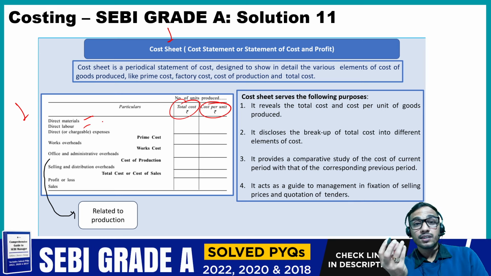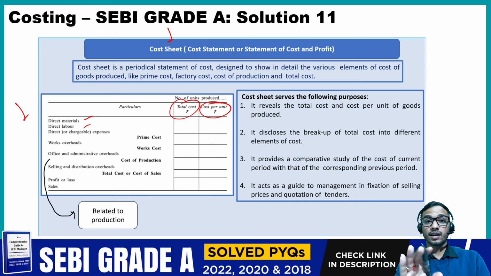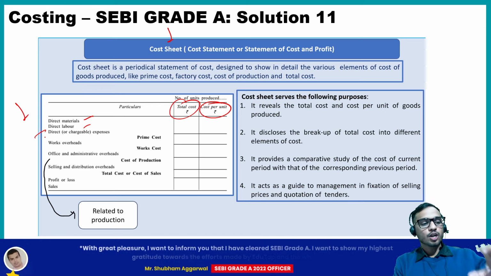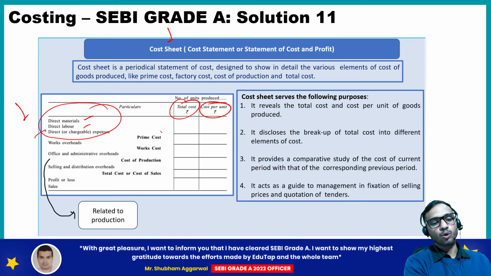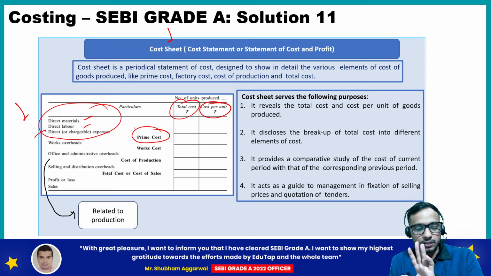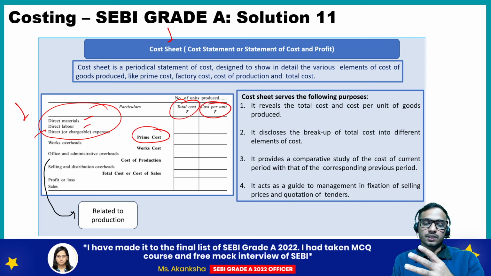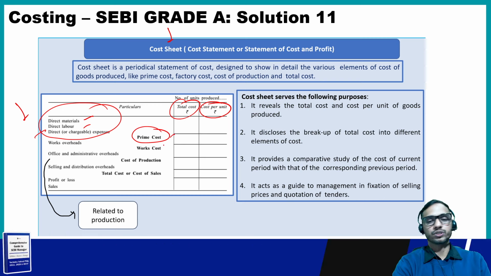Then we write direct labor, and we know what is direct and indirect labor, right? Isn't it? We have discussed this in previous 2 classes. Please go through it if you don't remember it. And then we have the direct expenses. These 3 components make your prime cost. This is very important to understand. Please remember this, that direct labor, direct material, and direct expenses make up to form the prime cost.